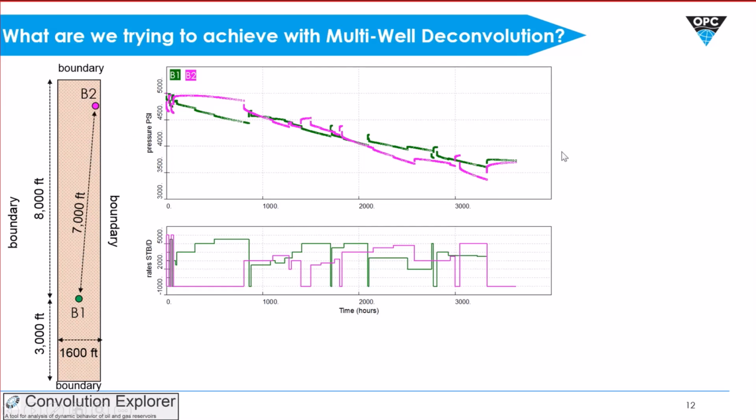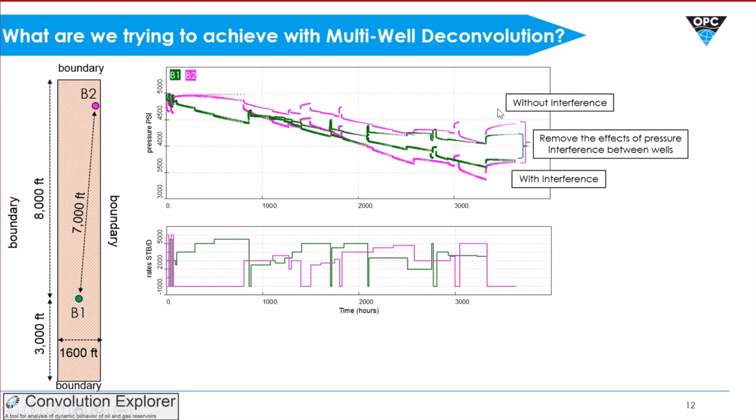So the first starting point of multi-well deconvolution is to remove this interference. What we are trying to do is convert this data into this data. You see here now that the pressure at B2 does not fall due to the pressure at B1. So I'm trying to decouple the interference response between the two wells. This is without interference, and this is with interference. We are removing the effects of pressure interference between the wells, but we still have the variable rate history.